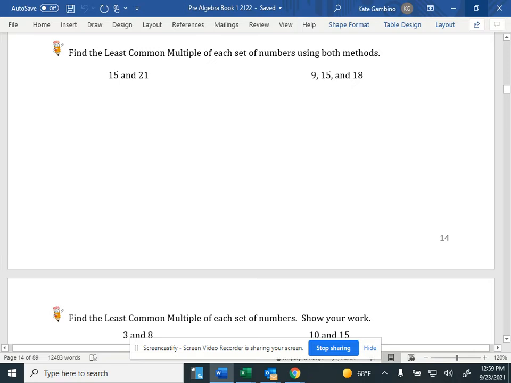All right, so let's look. We're going to use both methods. So work it out on your paper right now. The first method was listing the common multiples. So you want to list those common multiples. That first one is the M. And then the C, circle what they have in common. And then tell me what the least common multiple is.